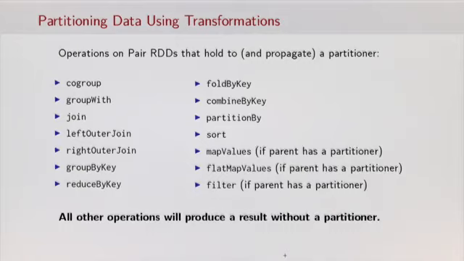Here is a list of transformations that either hold on to or propagate some kind of partitioner. This is important to remember because it could bite you for performance reasons later. These are operations that could result in a completely different partitioning for your data. So it's important to remember that by just using some kind of transformation, something like this can happen transparently under the hood.